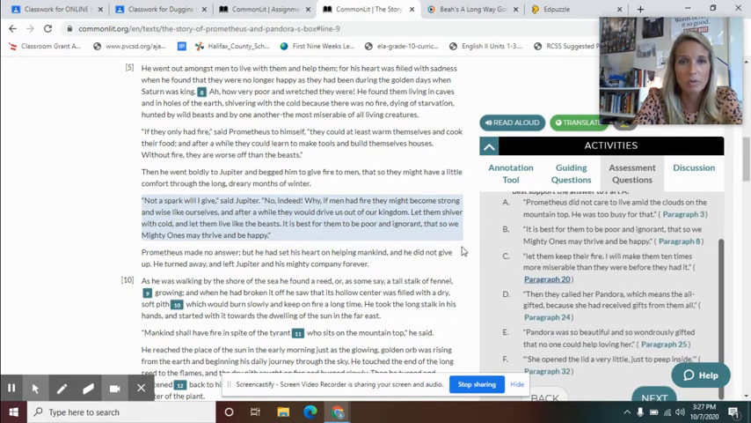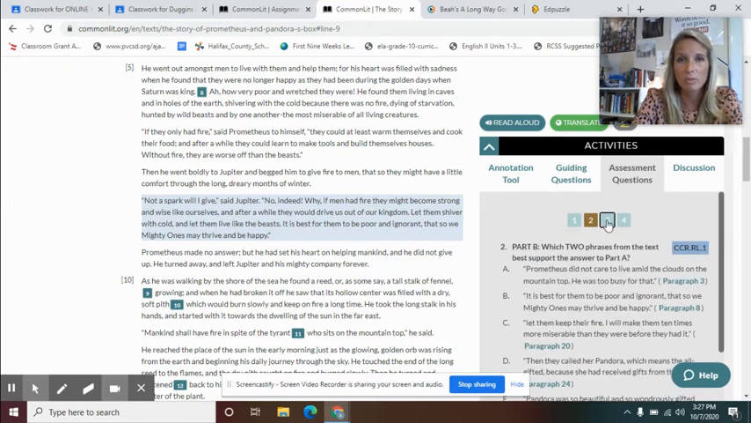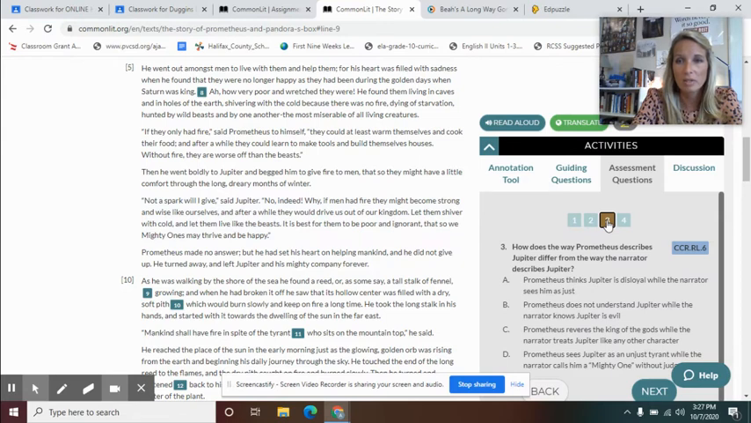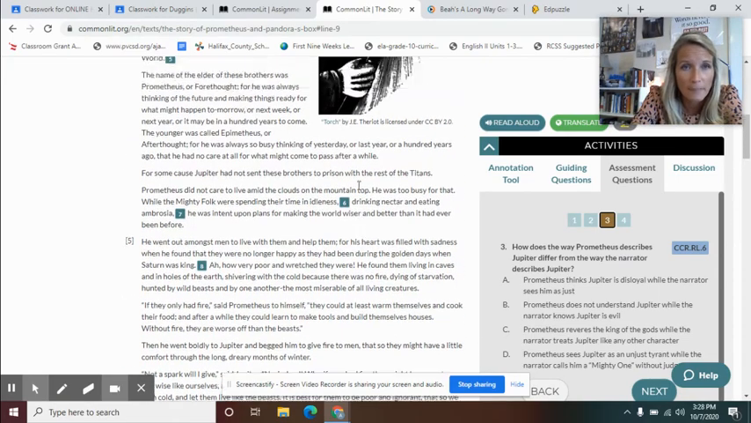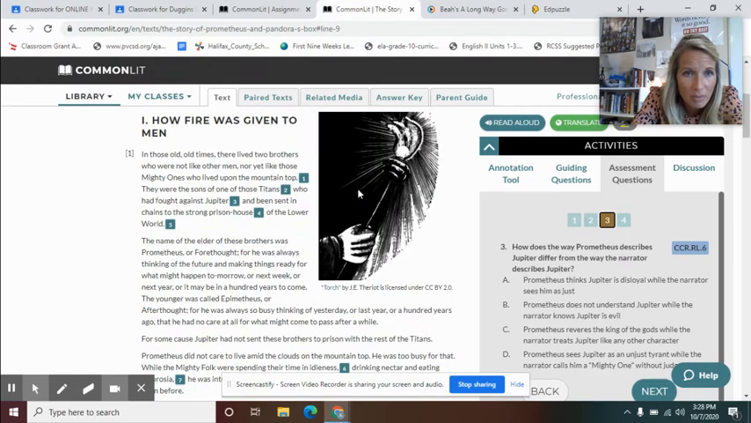Okay, so you find it that way. You click on the blue, it'll take you to the paragraph, and then you read that paragraph. Does that whole paragraph talk about whatever you chose for the central idea? And then for the third one, it says, how does the way Prometheus describes Juniper differ from the way the narrator describes Juniper? Well, what do you have to do first? You have to go find where Prometheus describes Juniper. So you have to look and see where it talks about Prometheus.